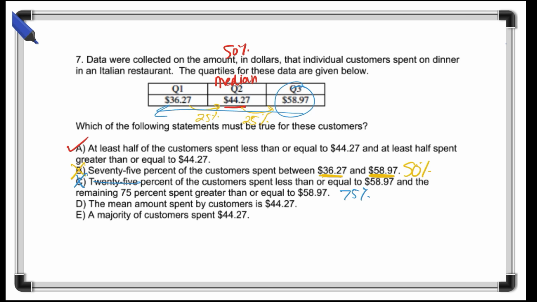We're going to look at D. The mean amount spent by customers is 44.27. Not the mean, actually the median. So this one's out. And then the majority of customers spent 44.27, but we don't know what majority means. We know the median, but we don't know if that is really the majority. And with the majority, you really think more than 50%, and that wouldn't be true either. So we can't verify that. So letter A would be our final answer.